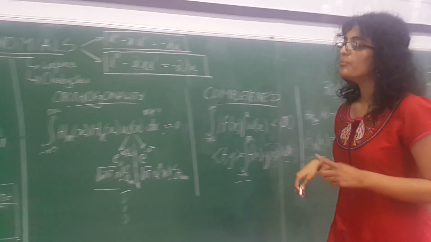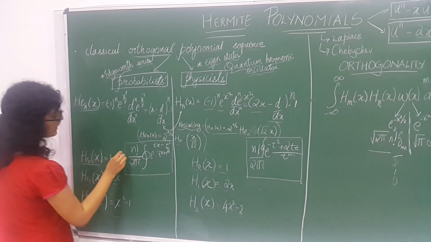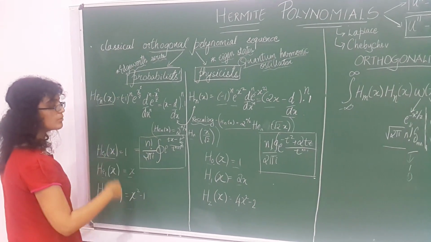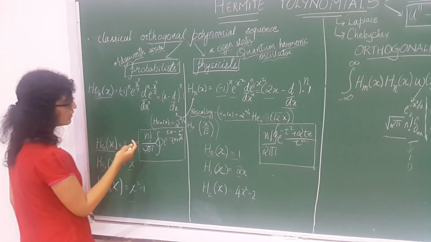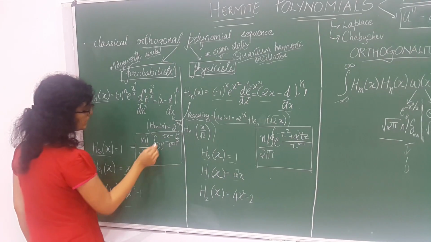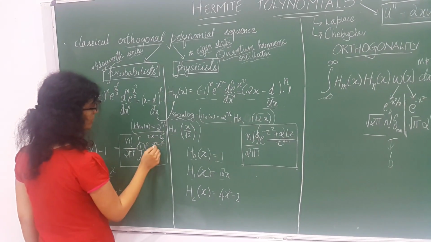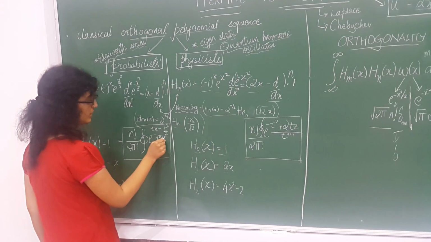One last topic will be the contour integral of these polynomials. So you can write them as integrated over a contour around the origin. So you can write probabilists' as n!/(2πi) times the contour integral of e^(tx - t²/2) divided by t^(n+1).